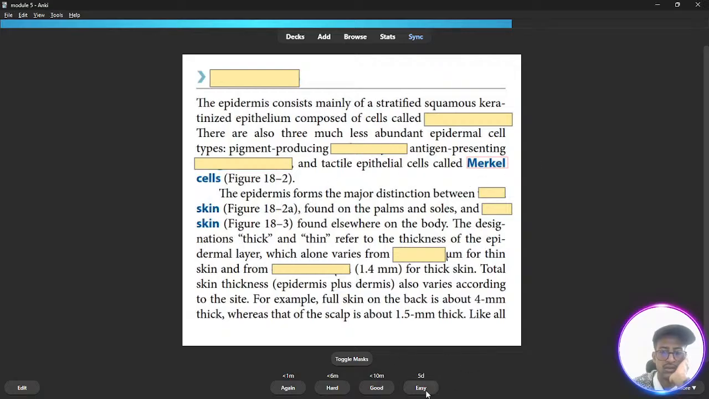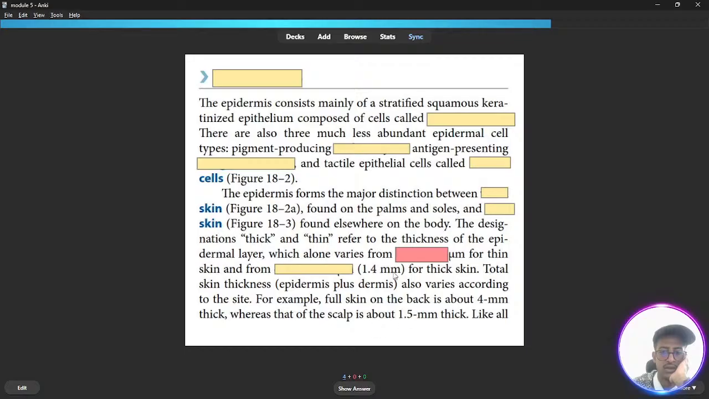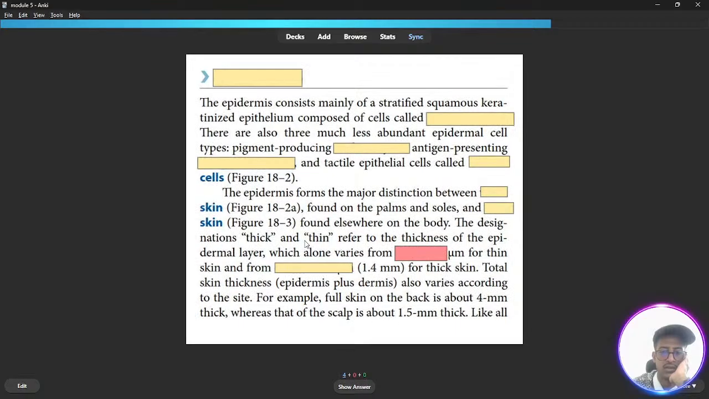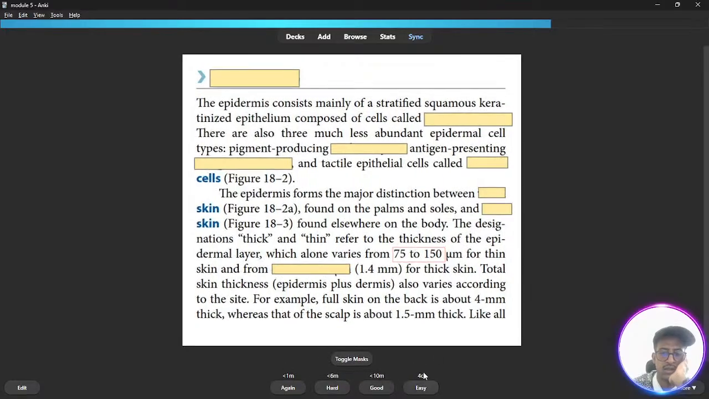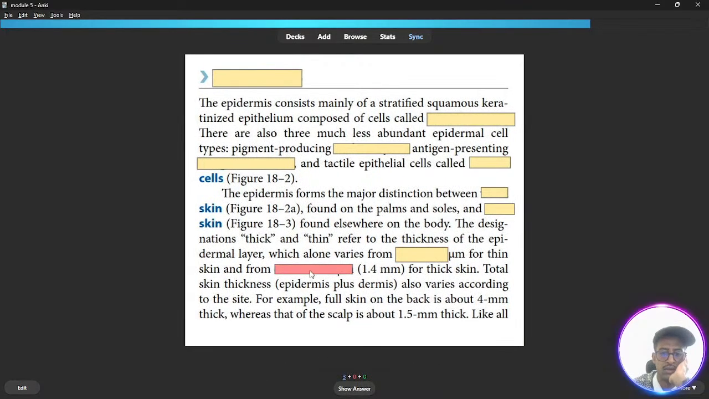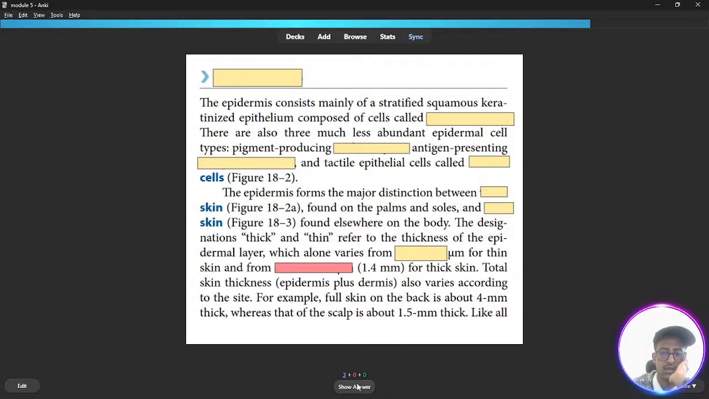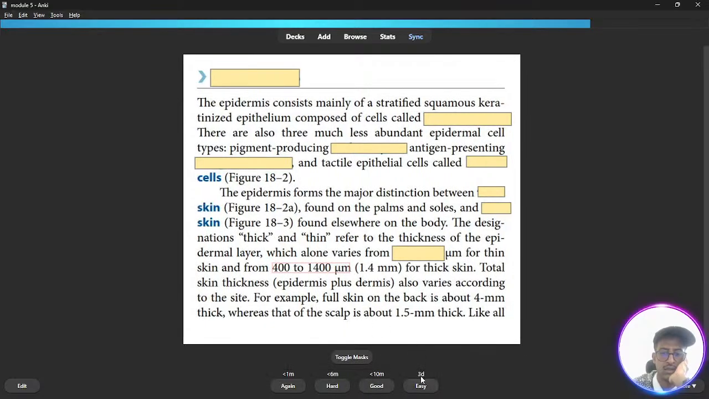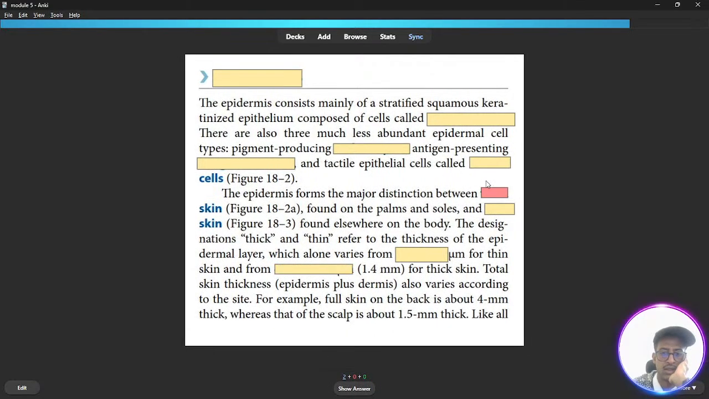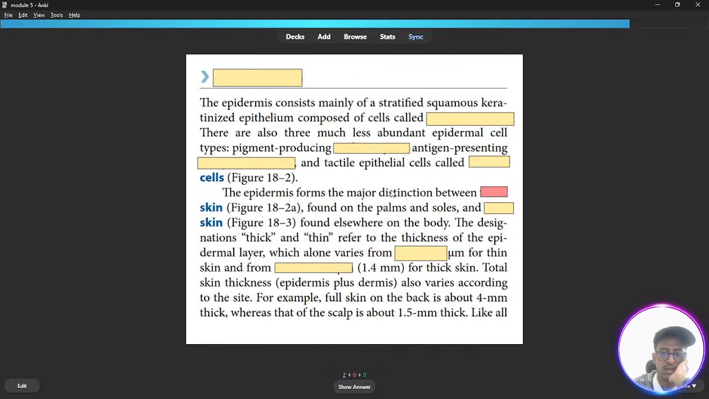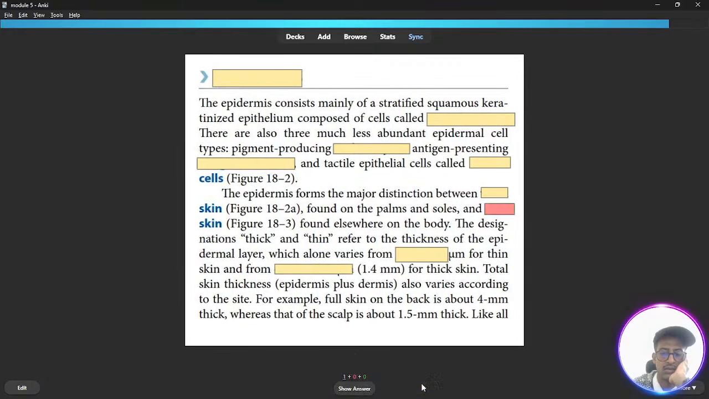Okay, so this one is thick and thin. The thickness of epidermis varies. Thin skin is about 75 micrometers, and thick skin is 400 to 1400 micrometers. This is the distinction between thick skin and thin skin.